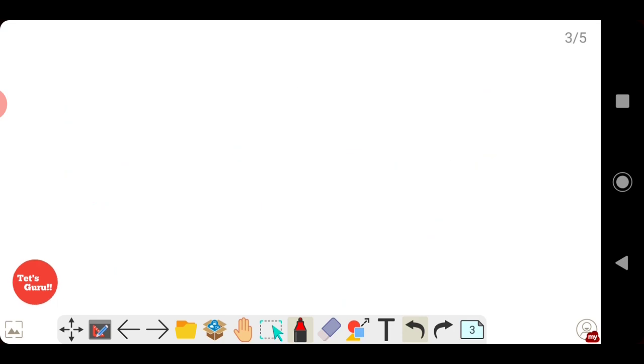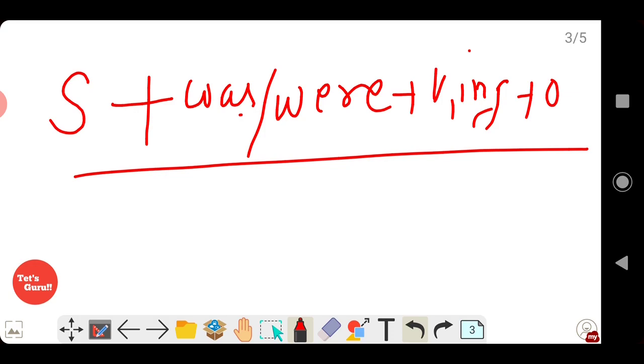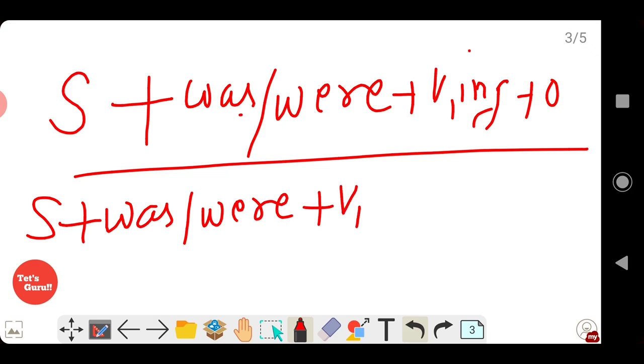Let me discuss the rule, or you can say structure, of this past continuous tense. First of all, we follow the subject. The subject may be anything, plural, singular, like I, you, they, we, he, she, first person, second person, third person. You may already know this. Then it is followed by an auxiliary verb like was and were, plus verb first form with ing, and then plus object. This is the rule. Let me write it once again because it seems congested: subject, was, were, plus verb first form ing, plus object. So this is the rule.